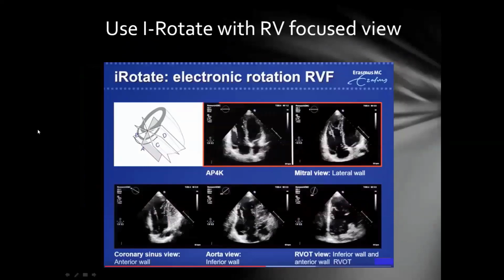And then again, you want to use your iRotate, or your rotation program. Start out in your 4-chamber view, and you'll notice here how they're rotating from 0, and then they're centering the apex from 0. Then they change the sector, and you're turning the knob to the left. This brings it around to the more lateral view towards the aortic valve view, like you see here, and then around to the RVOT view. So you can see how to rotate, take a picture, rotate, take a picture, rotate, take a picture. This is a great way to get really high definition 2D, high spatial, high temporal resolution pictures.